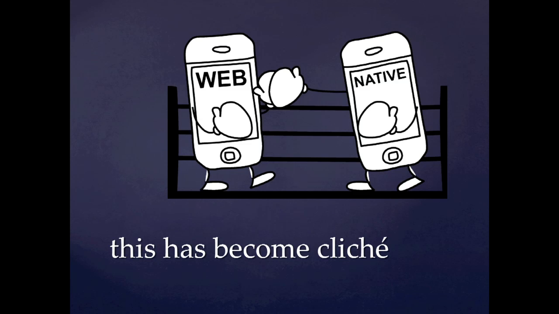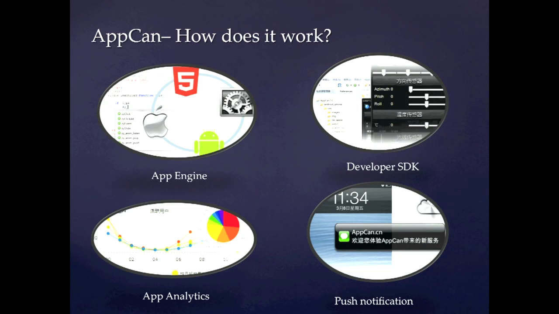With this kind of solution, the cliche of web versus native is changing, because AppCan basically has an app engine. You write your code in HTML5 and CSS3, and you can compile it into an app using the app engine. It comes with a developer SDK as well as app analytics, and it also has its own push notification.